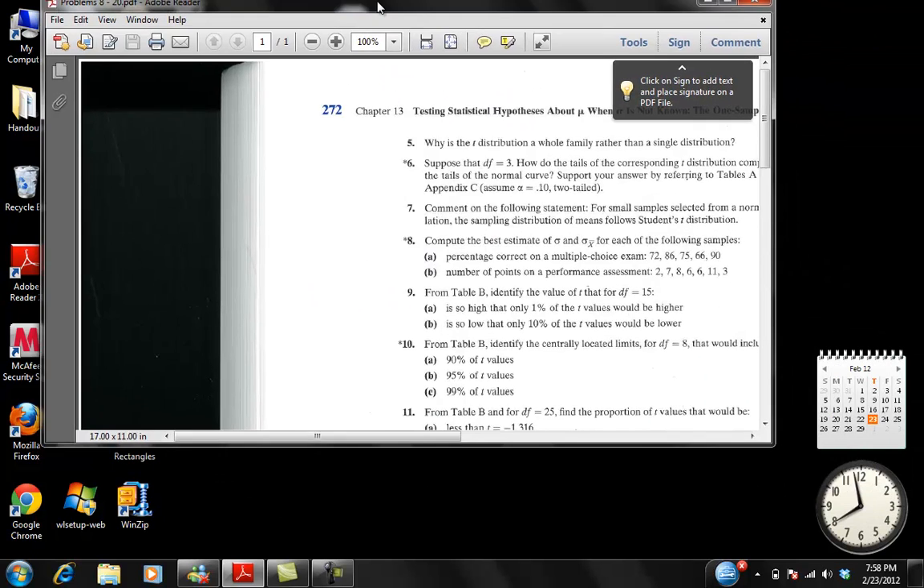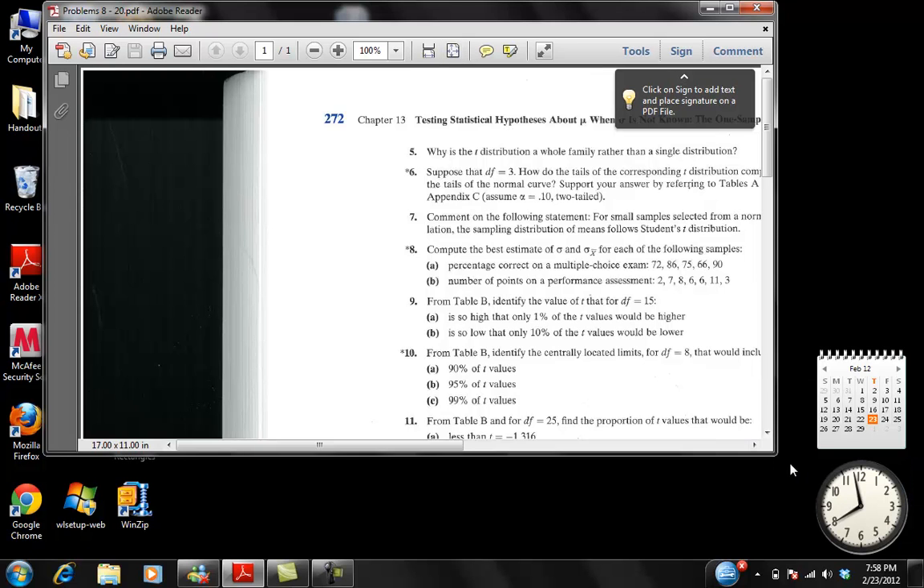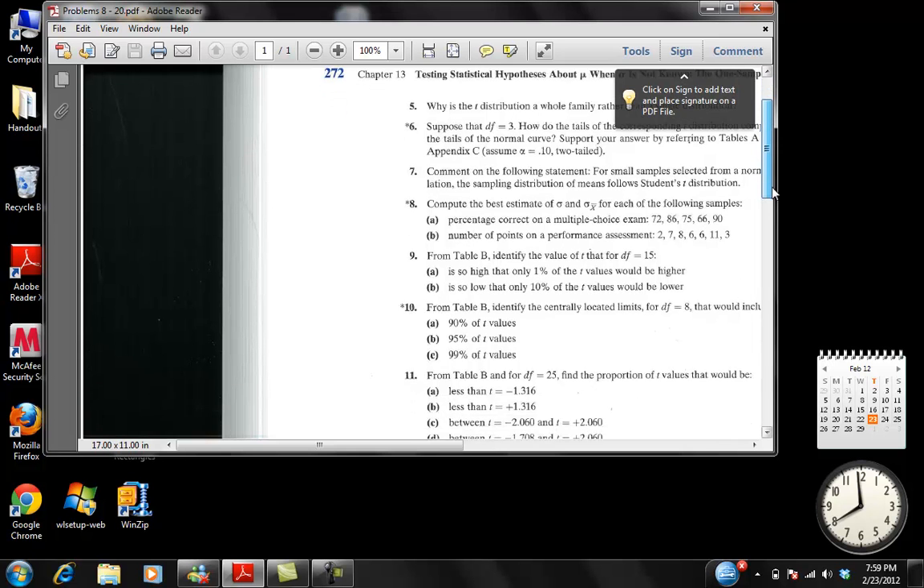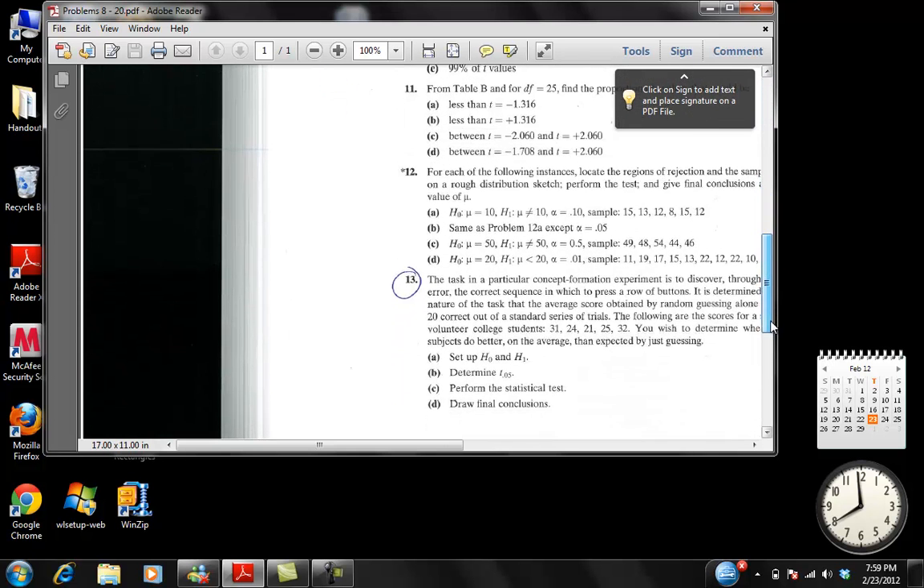So in this problem, we have a situation where they think that if people take this test that they're about to give, that the average score is going to be 20. Here's problem 13. They think that the average score on this test is going to be 20. What they've done is they've given this test to a random sample of 5 college students, and we notice that all of their scores are greater than 20.